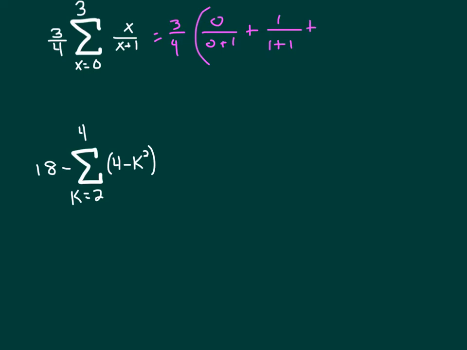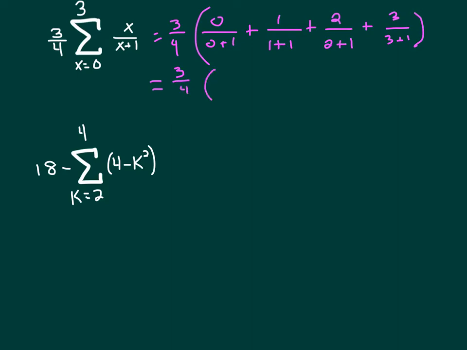Okay, then we're going to add to that 2 over 2 plus 1. And we're going to add to that 3 over 3 plus 1. And again, we know to stop at 3 because that's the number that's on top of our sigma symbol. Okay, so let's bring the 3/4 down, and let's just figure out what each of these are equal to.